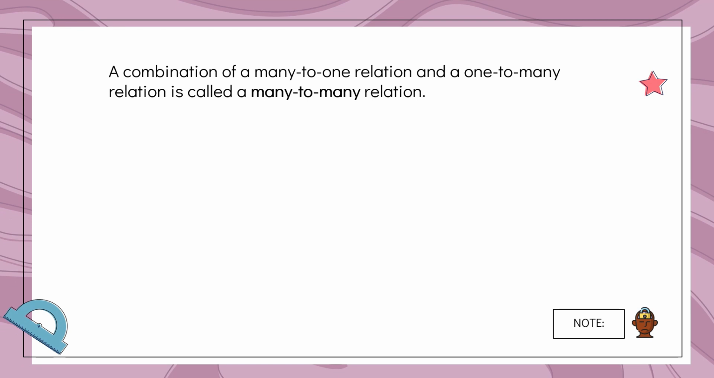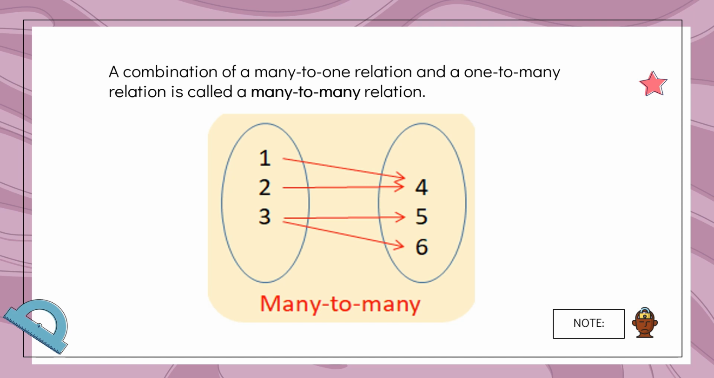A combination of a many-to-one relation and a one-to-many relation is called a many-to-many relation. Here is an example of a many-to-many relation. There are 2 elements in the domain that are mapped to only one element in the range. And also there is one element in the domain that is mapped to 2 elements in the range. So that is an example of a many-to-many relation.